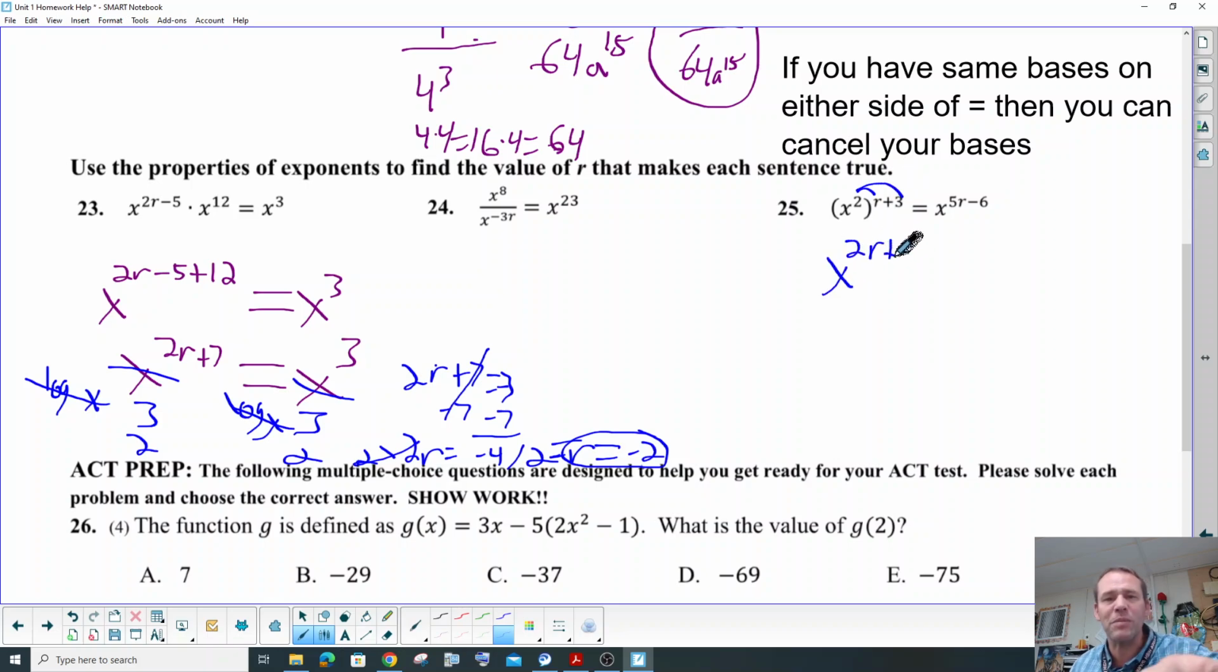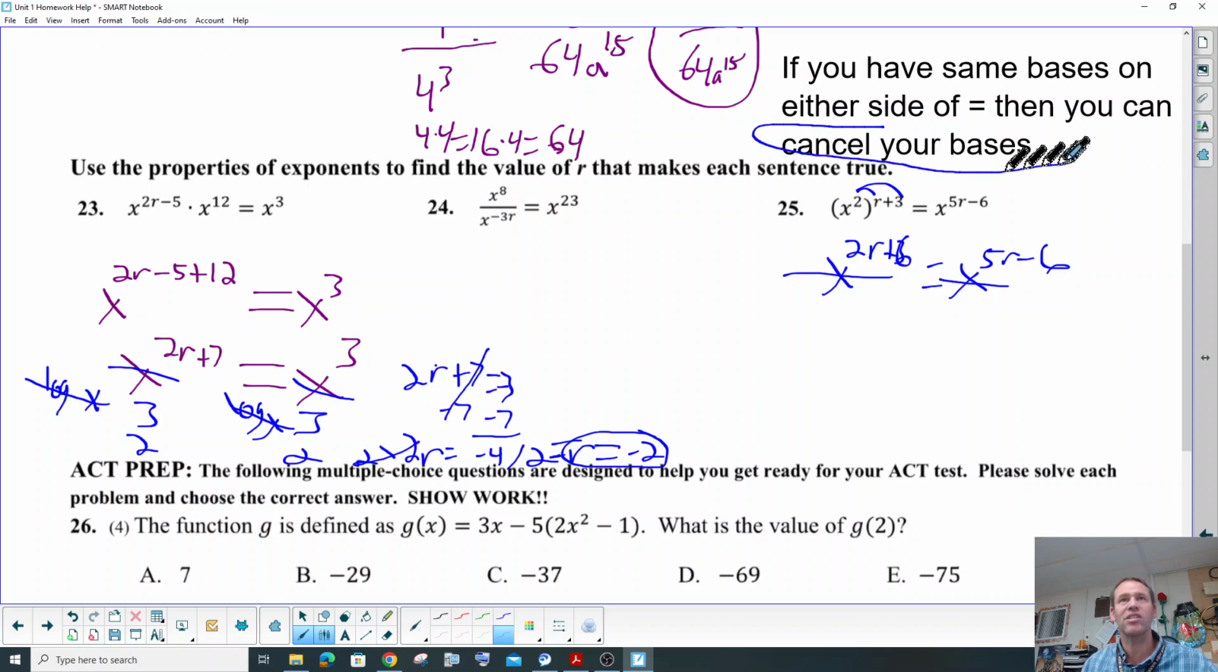Pause me. No, you pause me. You try on your own first. Right? Oh, I made a mistake already. So that's supposed to be a 6 because 2 times 3 is 6. And then do you remember what we do with our bases when they're the same and we're just focused on the exponents? We can just cancel them out. Cancel your bases.